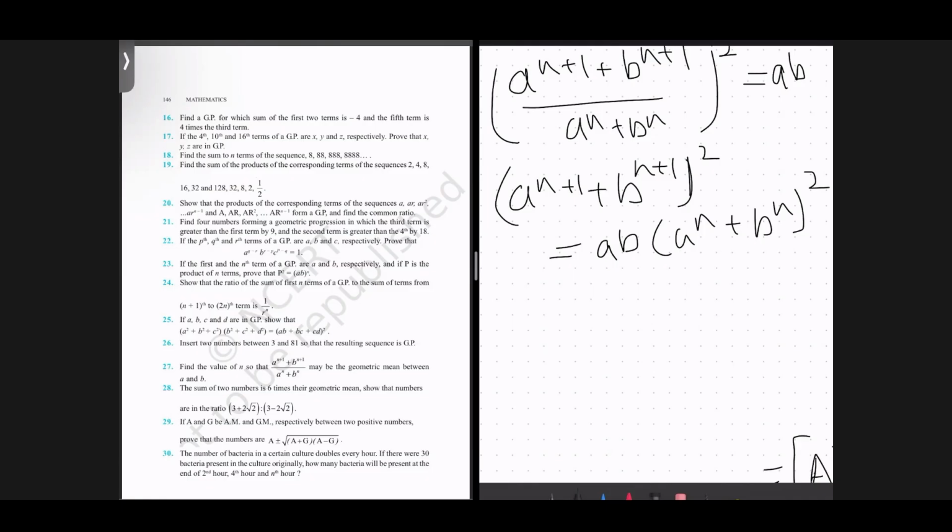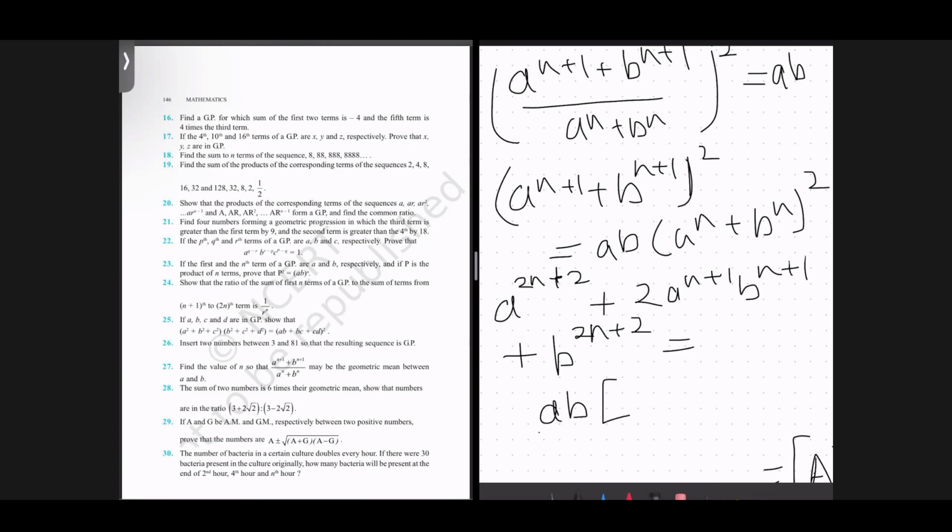Now opening up the terms inside the square, what we are left with is a raised to the power 2n plus 2. I have done nothing but multiply n plus 1 into 2, plus 2 times a raised to the power n plus 1 b raised to the power n plus 1, plus b raised to the power 2n plus 2, equal to ab. Inside the bracket it becomes a raised to the power 2n plus 2 a raised to the power n b raised to the power n plus b raised to the power 2n. Correct. This is what it becomes.